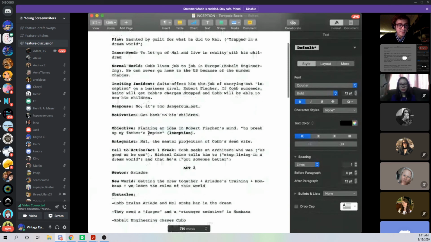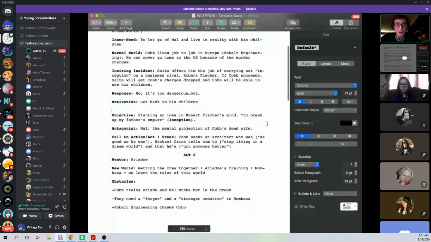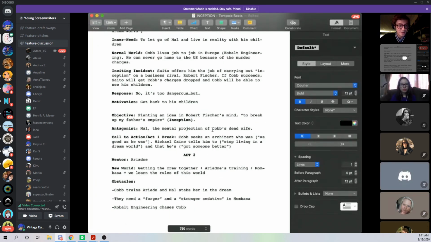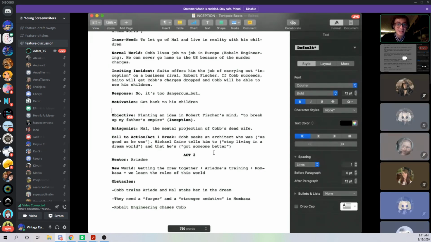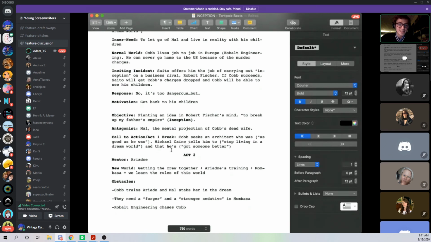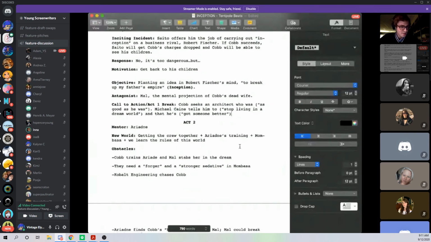And we established that the antagonist is Mal, the mental projection of Cobb's dead wife. And the Act 1 break is the moment there's no going back, and they're going for it. He accepts the job with Saito, and they're getting the team together. It's the scene with Michael Caine where Michael Caine says, "Stop living in a dream world," and that he's got somebody better than he used to be, who is Ellen Page.